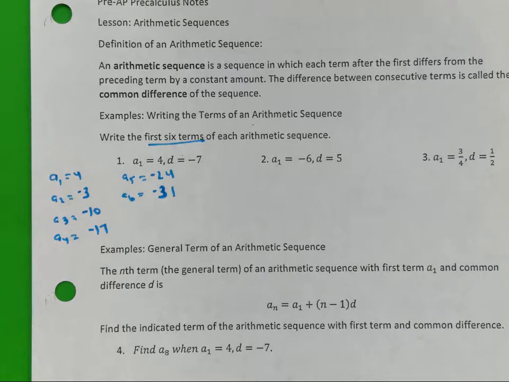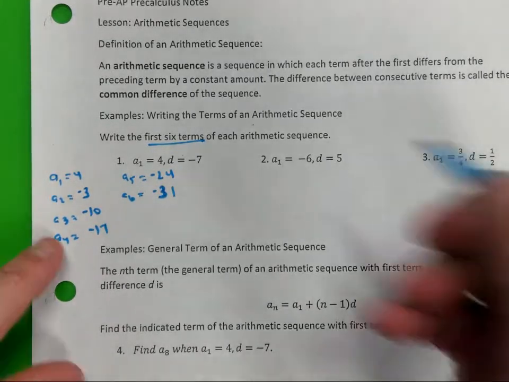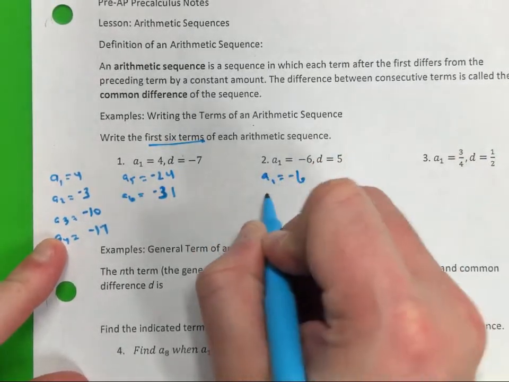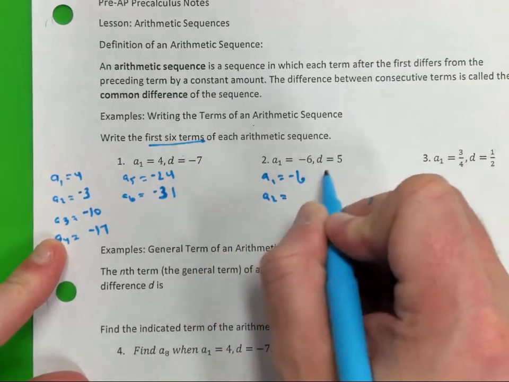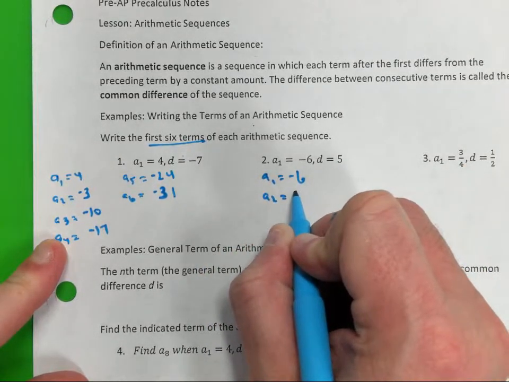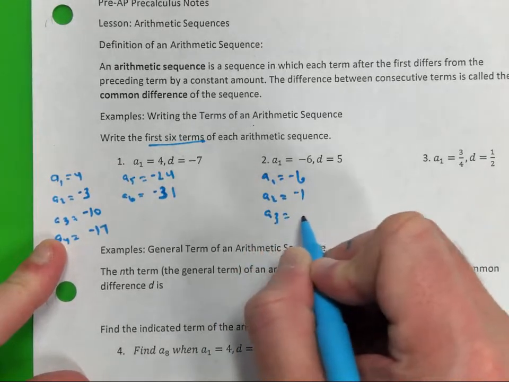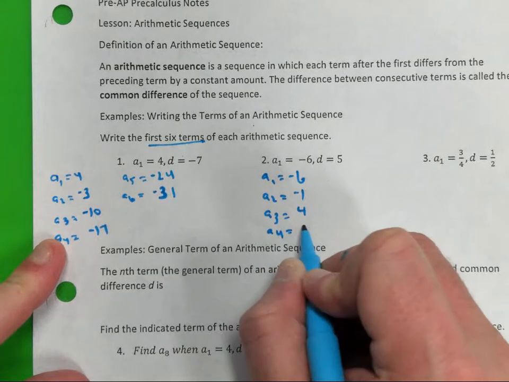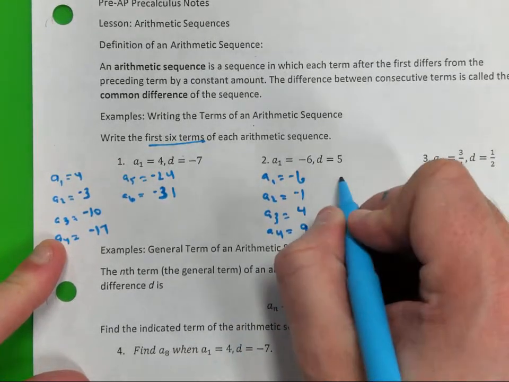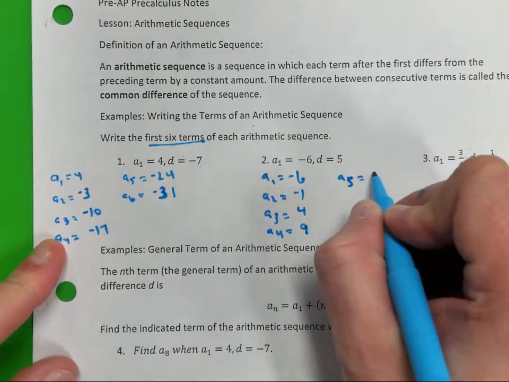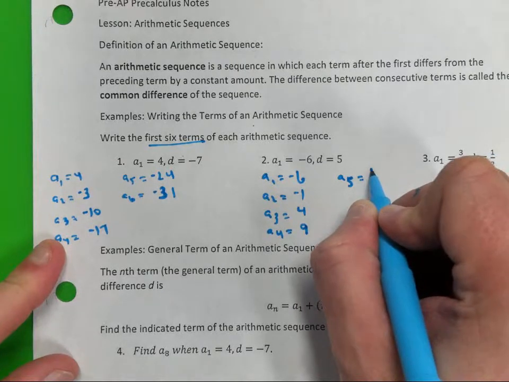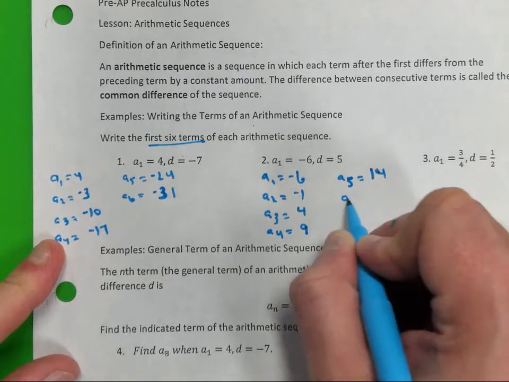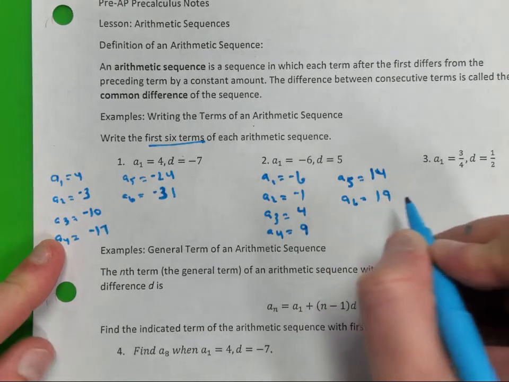Alright, so on number 2, my first term is what? Negative 6. I'm adding what to it each time? 5. What's negative 6 plus 5? Very good. What's negative 1 plus 5? 4. 4 plus 5 is 9. A sub 5 would be what? 14. A sub 6 would be 19.